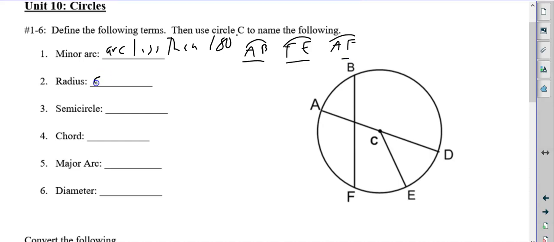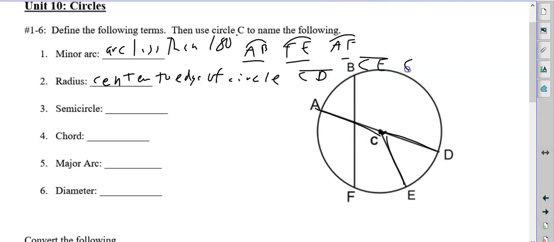Radius is the line from the center to the edge of the circle. And I wrote "faux" instead of "for." Okay, here's the center. So there's really only, well, there's 3. We have CD, CE, and CA. And those could also be named AC, EC, DC. Okay, those are our 3 options there.